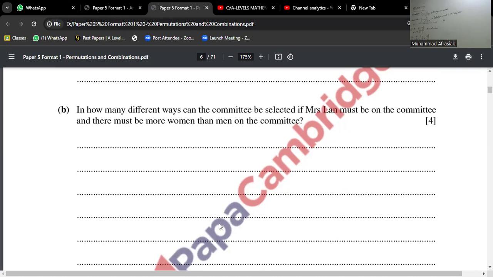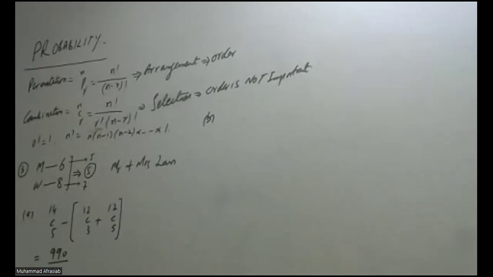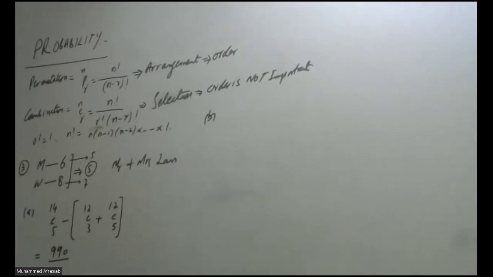So in this case, Mrs. Lane is already a part of the committee, and we are going to make the selection of that people in which more women are there as compared to the men in that committee. So we know one thing, that Mrs. Lane is already a part of the committee there. So when she is a part of that committee, then one woman is already selected there. It is 7 left there. So it means there are 5 members to be selected from that team.